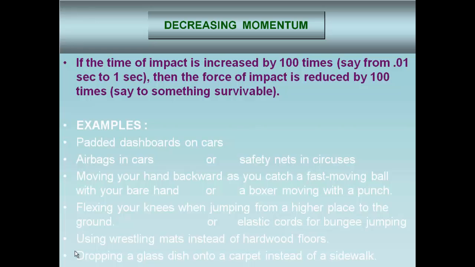Flexing your knees when you jump. When you land, you don't keep your knees straight like this, because that means the force on your legs is much greater than if you bend your knees with it. All right? Wrestling, you wrestle on mats instead of hardwood floors. Dropping a glass onto a carpet instead of the sidewalk.